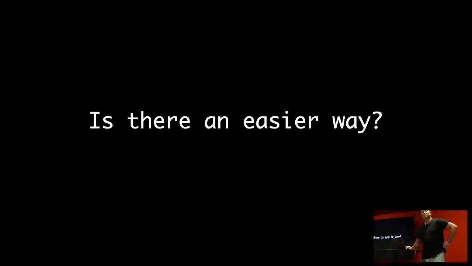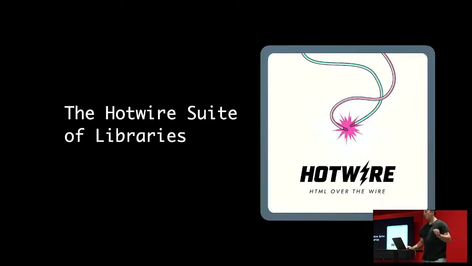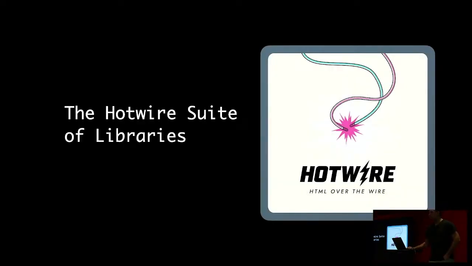Well, the Rails ecosystem thinks so, and they've tried for a long time, but I think they finally landed on a good solution. And that solution is called Hotwire. It's a suite of 3 libraries. Today we're going to talk about 2. The 3 libraries are called Turbo, Stimulus, and Turbo Native.